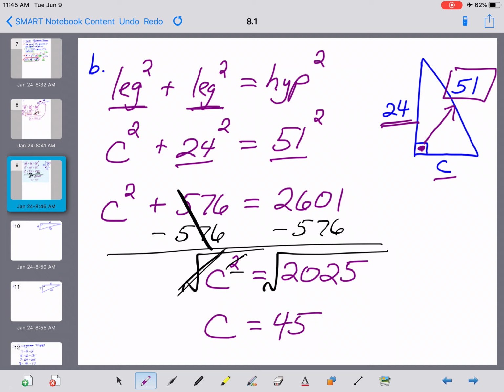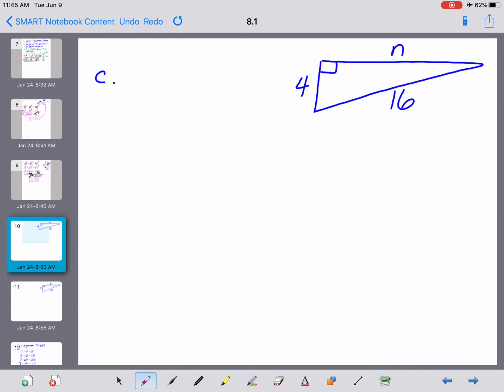Now before I box, we should think about this. 51 is our hypotenuse, so really we knew that c had to be less than that 51, and we've got it there, guys, so I feel pretty good about that answer. Okay, moving right along.